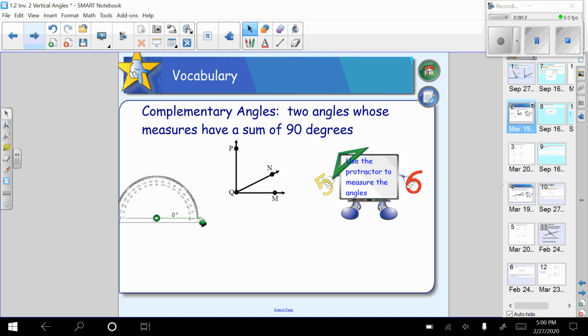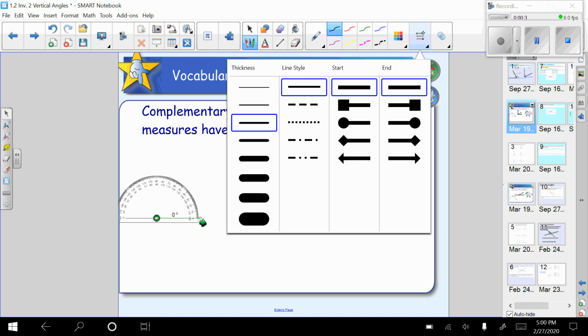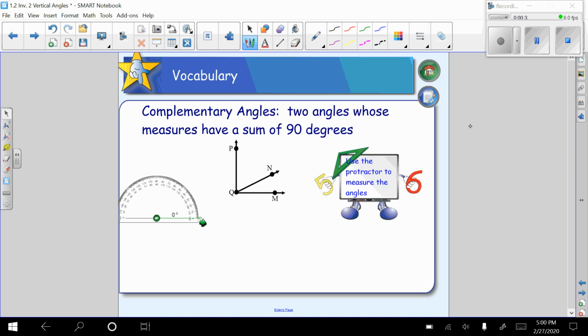Complementary angles are two angles that measure 90 degrees. If I can find the measurement of one of the angles, I can find the measurement of the other angle. So if I say that this one angle here is 23 degrees, how much would the other one be? Well, 90 minus 23 gives me how much? Well, that's 67 degrees. So this part would be 67 degrees. Both angles added together mean 90 degrees.